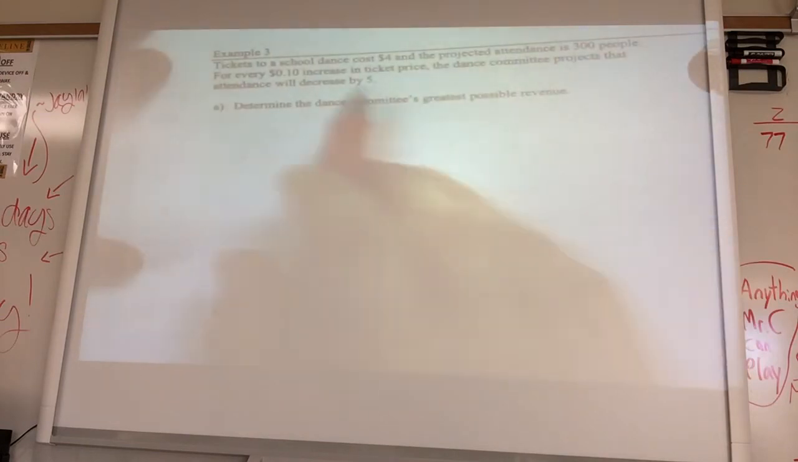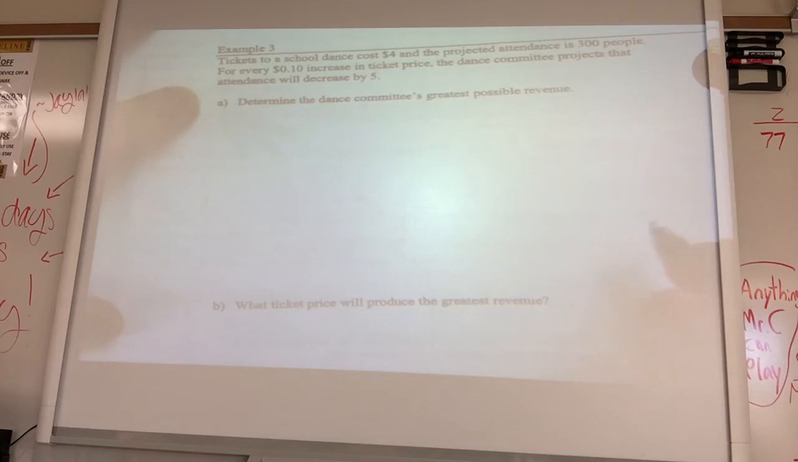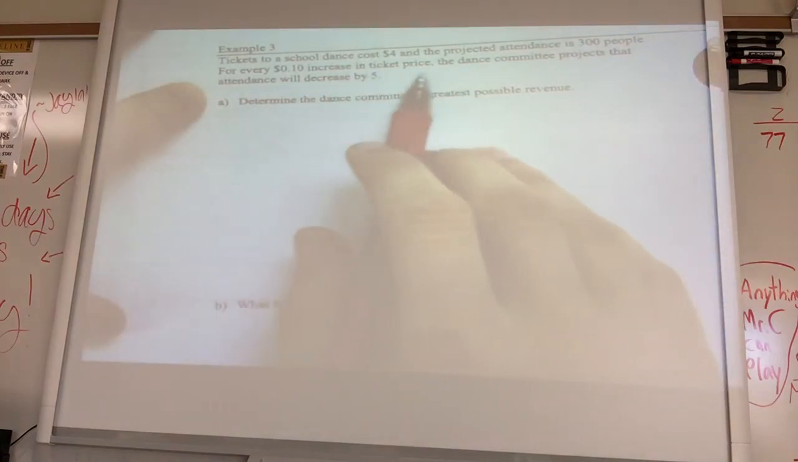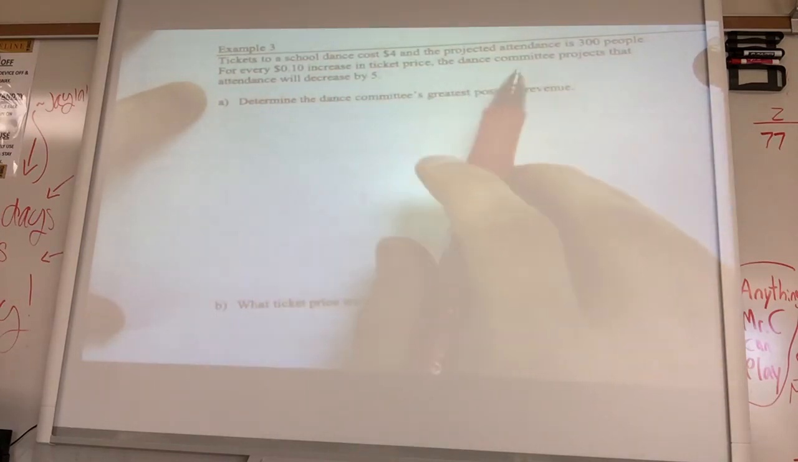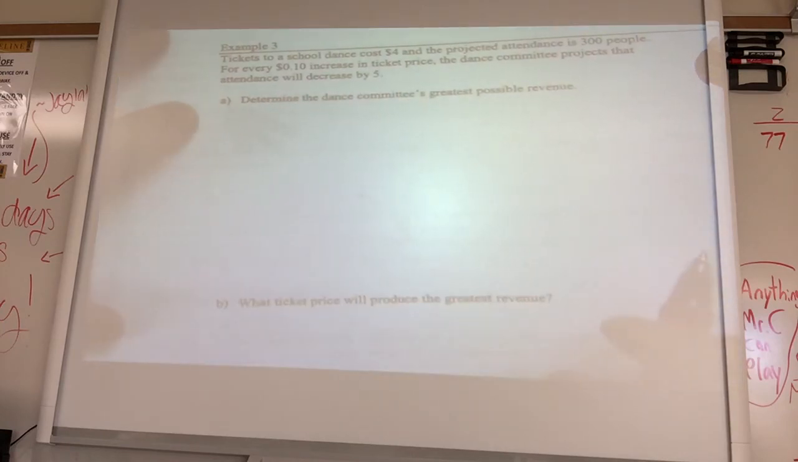All right. Tickets at a school dance cost $4, and the projected attendance is 300 people. For every 10-cent increase in ticket price, the dance committee projects that the attendance will decrease by 5. Determine the dance committee's greatest possible revenue.